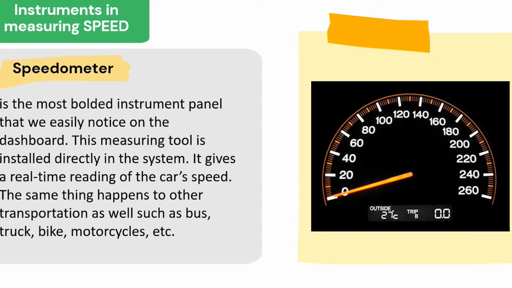Instruments in measuring speed. First is the speedometer, the most common one. It is the most bolded instrument panel that we easily notice on the dashboard. This measuring tool is installed directly in the system. It gives a real-time reading of the car speed. The same thing happens in other transportation as well, such as bus, truck, bike, motorcycles, etc.